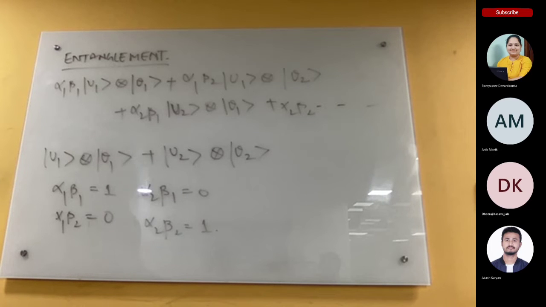Correct? Yes. But this is impossible. Because if alpha 1, beta 2 equals 0, then alpha 1 has to be 0. But alpha 1, beta 1 equals 1, so alpha 1 cannot equal 0. So if you see this equation, this is impossible.